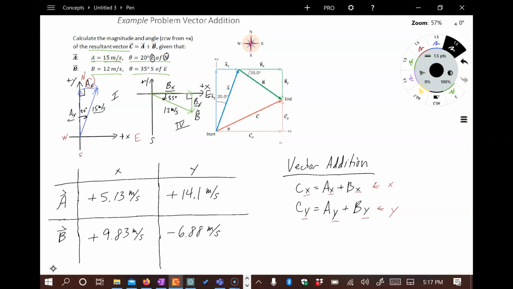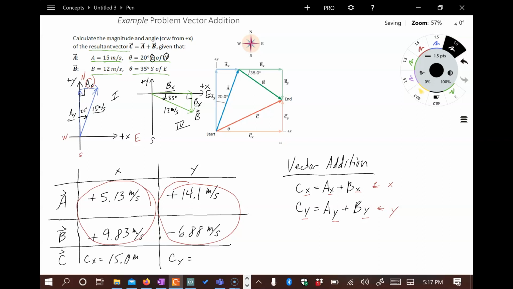All right, what does that mean? Well, for our table, this is where it really shines. We just go ahead and straight add the two x components, and then we add the two y components. Doing that, we're going to end up with our x component of C and our y component of C. So if I add 5.13 plus 9.83 meters per second, I'm going to get 15.0 meters per second with rounding. And when I add the column below for y, I end up with 7.22 meters per second. So now we know the vector components of C.